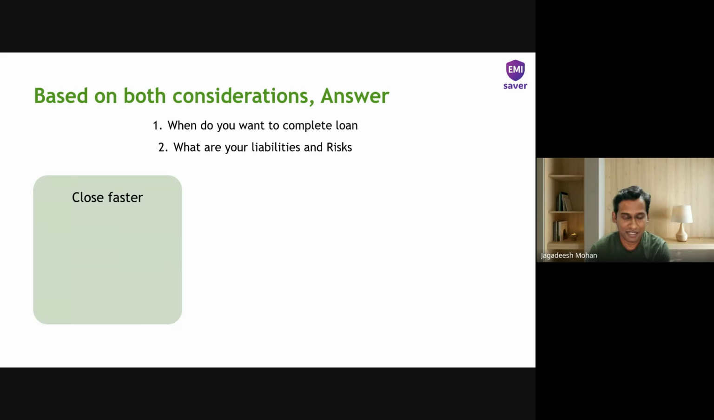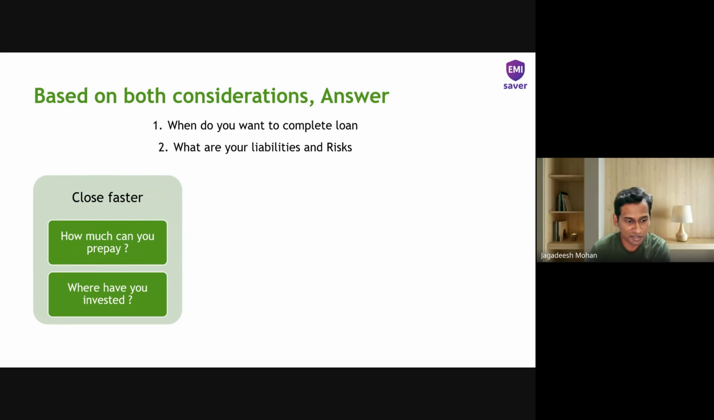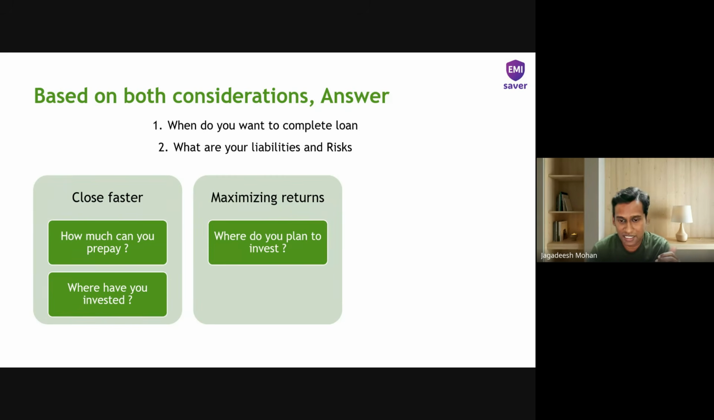Once we understand that, we help you choose a strategy. Like, for example, if you are looking to close faster, we try and understand how much can you prepay on a monthly basis. Where have you invested? But if you say, I want to maximize my return, we spend time to understand how much and where do you plan to invest that money. Do you have a safety cushion? Like in case, let's say you invest in markets and the markets tank, do you have the financial cushion at your disposal to save yourself in that situation?